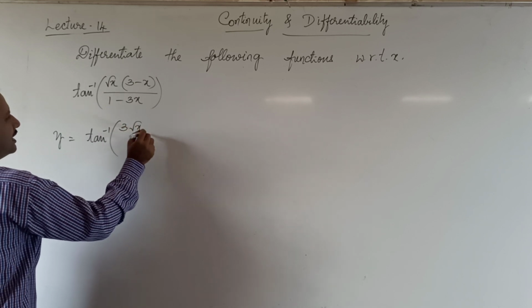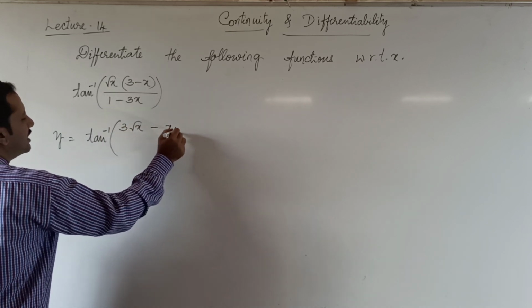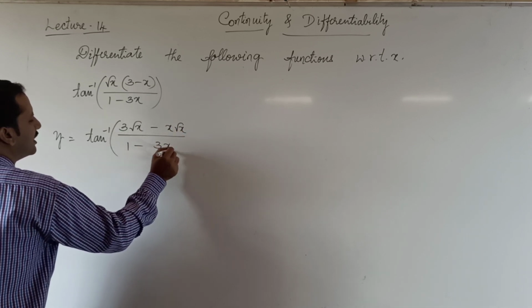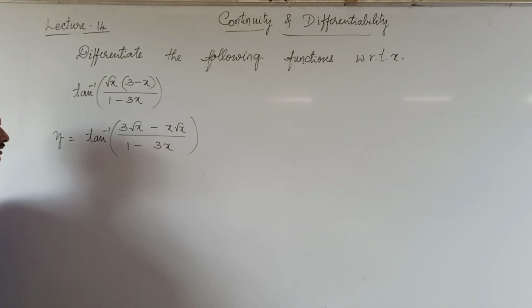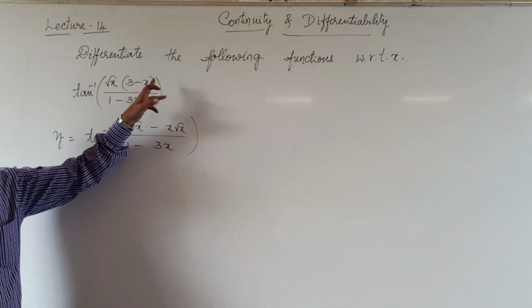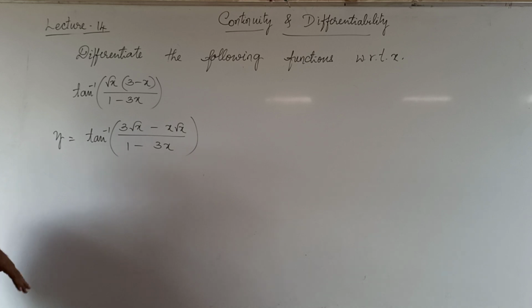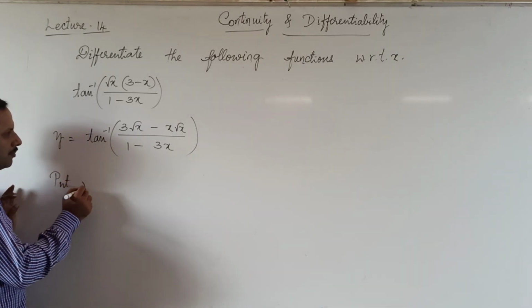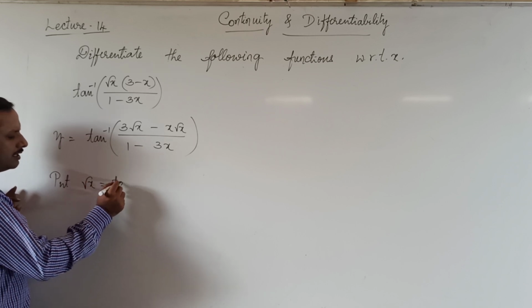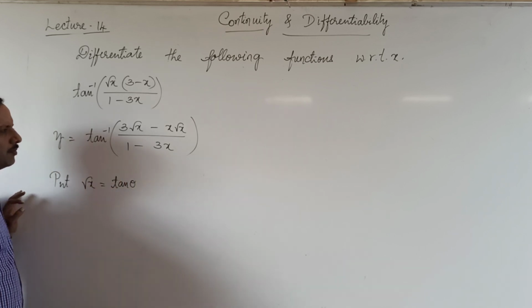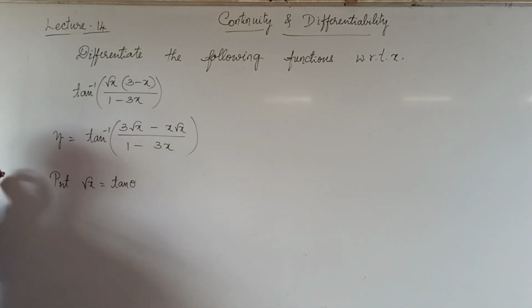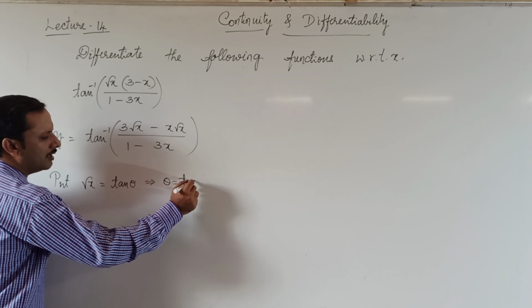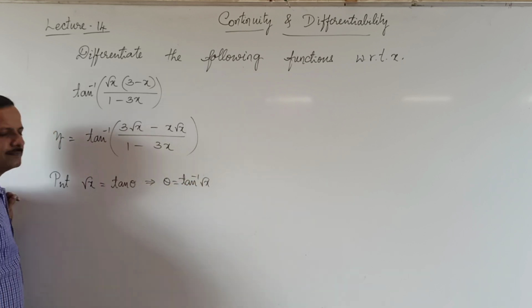This will come through 3 root x minus x into root x divided by 1 minus 3x. Okay? This root x I have taken inside. So 3 root x minus x root x. Now I will make a substitution. Put root x equal to tan theta. This will imply that theta is equal to tan inverse of root x.